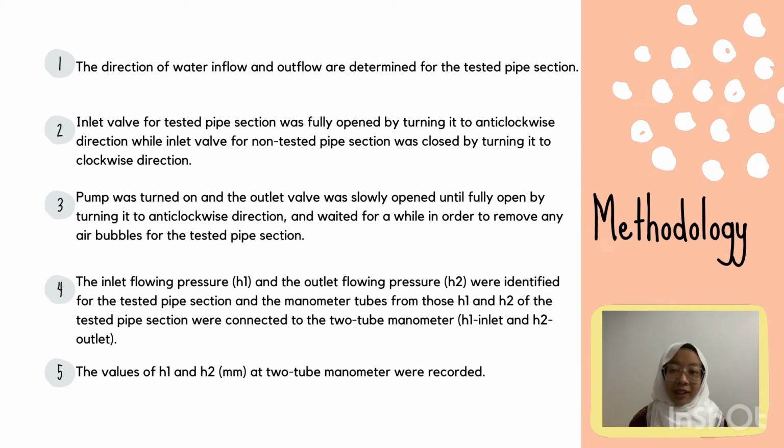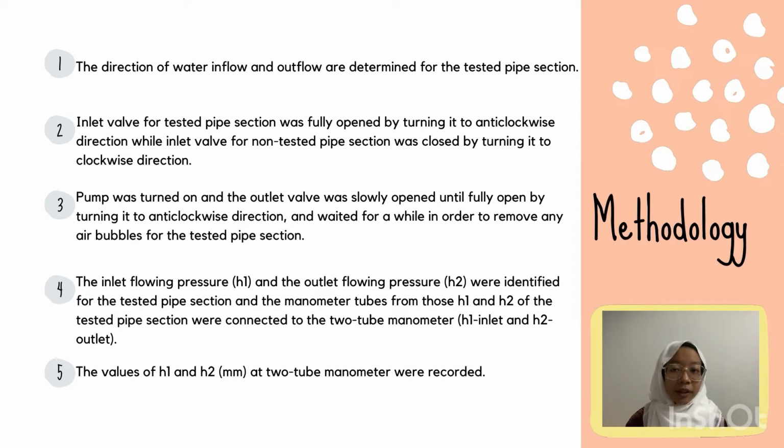First of all, the direction of water inflow and outflow are determined for the tested pipe section. Second, the inlet valve for the tested pipe section was fully opened by turning it anti-clockwise, while the inlet valve for the non-tested pipe section was closed by turning it clockwise. Next, the pump was turned on and the outlet valve was slowly opened until fully opened by turning it anti-clockwise, and wait for a while in order to remove any air bubbles for the tested pipe section.